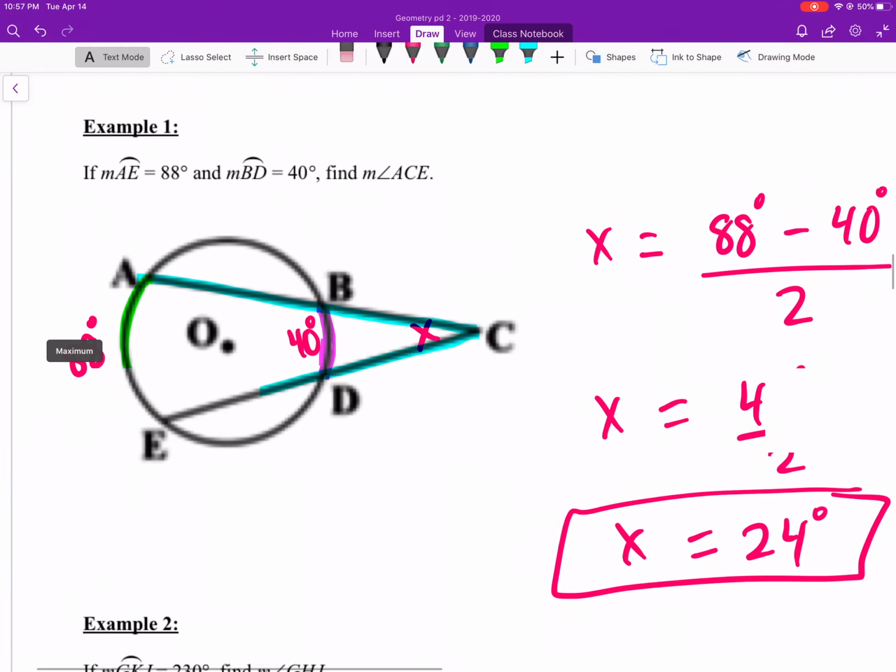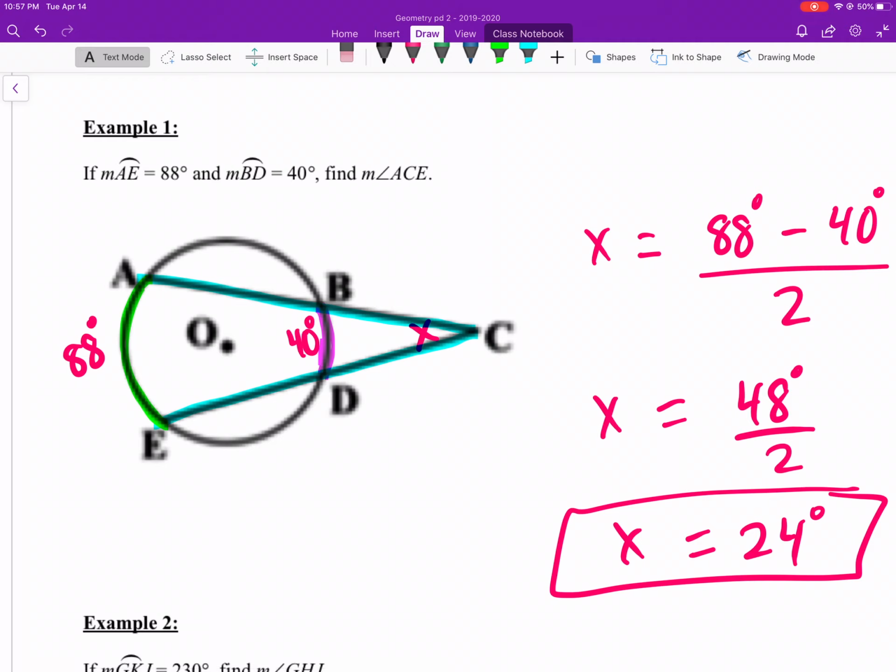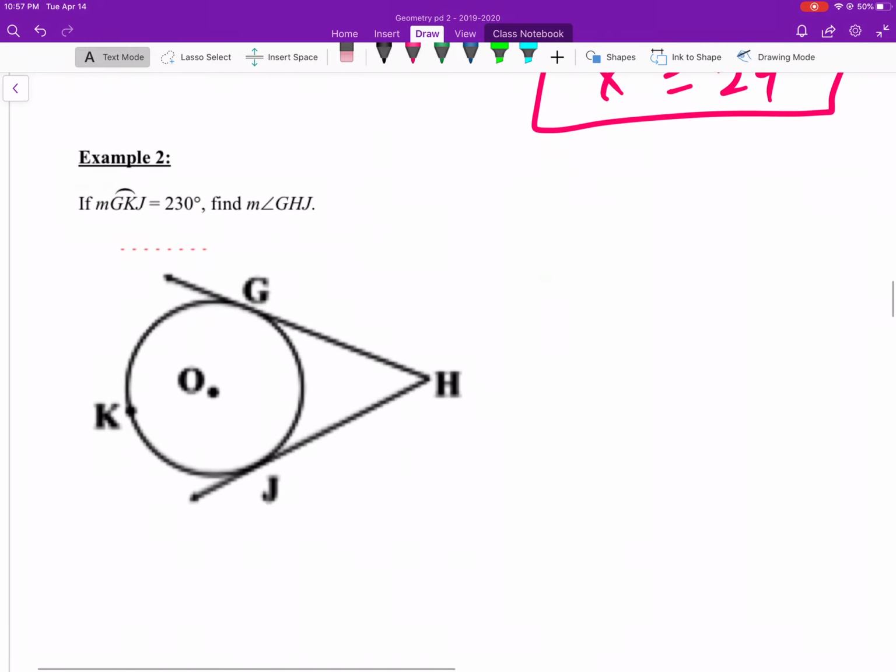Alright, and this one, just think about what it was made from, this exterior angle. These two blue segments, what are those called? Those are called secants. This one, in example 2, is made from two tangents. Remember, it's the same rule for all, but as we go through Module 5, you need to know what's a secant and what's a tangent. Okay.